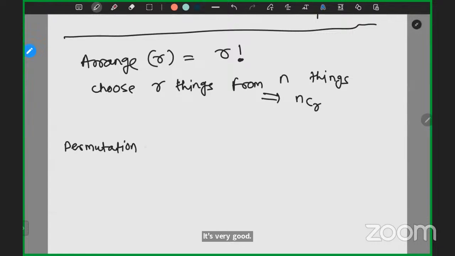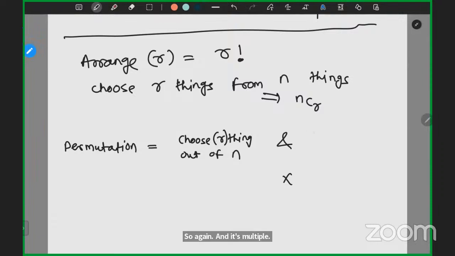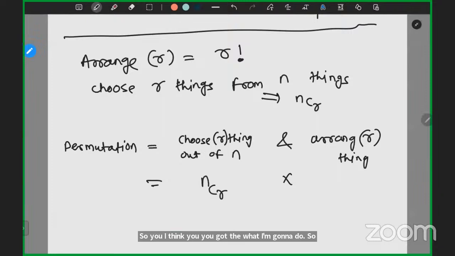Permutation. What it is, is choose r things out of n, and then multiply by arranging r things. So I think you got the idea what I'm going to do. So this is nCr, right? And this is r factorial. That's why I wrote it this way.